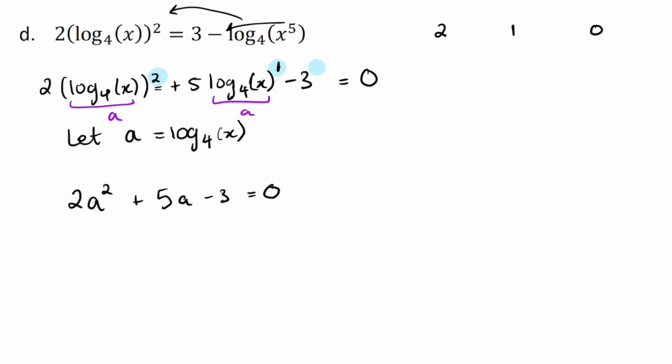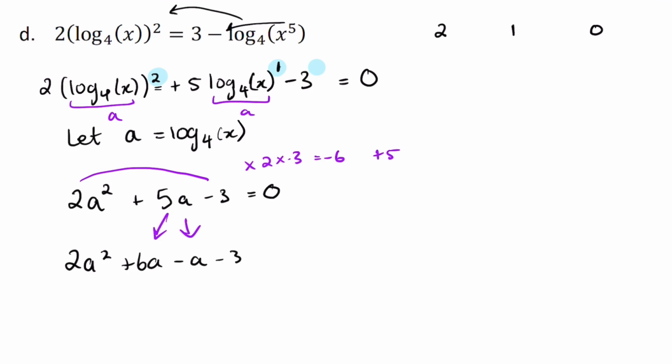And once again, I've got a trinomial that does not have a 1 at the front, so we're going to have to do our rule. So that will be 2 times negative 3, which is negative 6. I need two numbers that multiply to give me negative 6 and add to give me positive 5 in this case. So that looks like it'll be 6 and negative 1. Once again, split the middle term. So that'll be 2a squared plus 6a minus 1a minus 3.